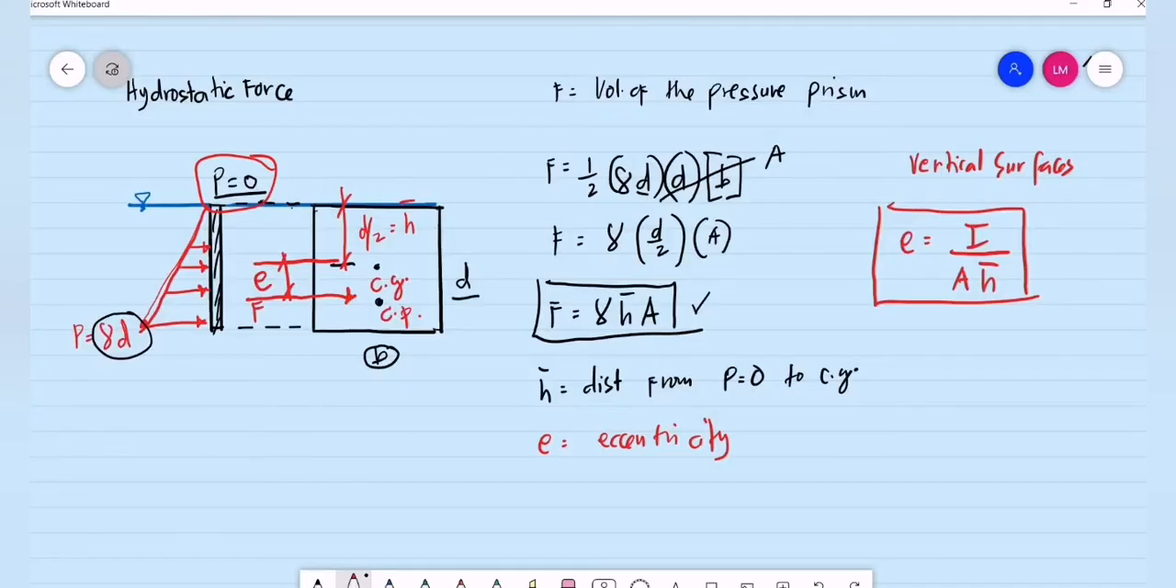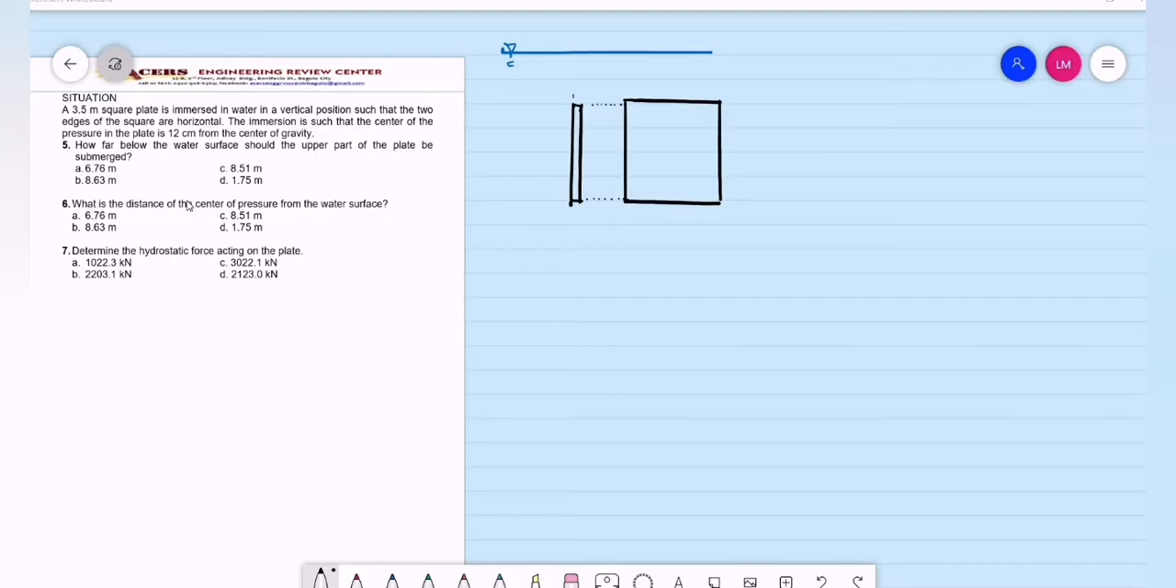So let's have an example. Let's have this problem. This is a past board exam problem. A 3.5 meter square plate is immersed in water in a vertical position such that the two edges of the square are horizontal. So this is the submerged surface, 3.5 meters by 3.5 meters. The immersion is such that the center of pressure in the plate is 12 centimeters from the center of gravity. So let's say this is the center of gravity, then we have the center of pressure. The distance between these 2 points is the eccentricity, and according to the problem, the eccentricity is equal to 12 centimeters or 0.12 meter.